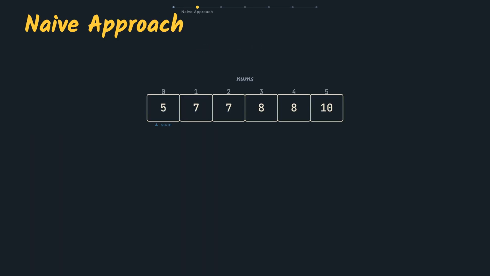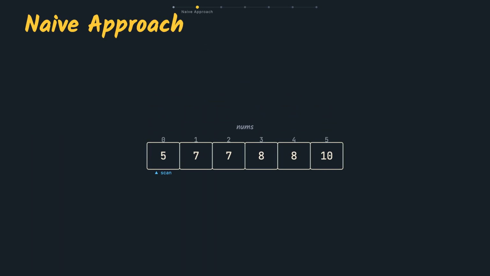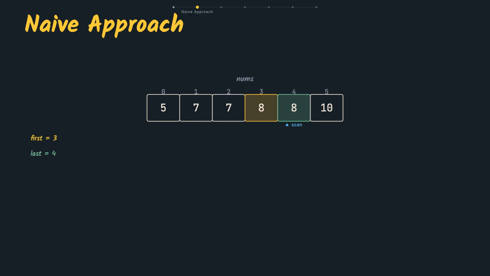Pause for a second. What would you try first if you were doing this by hand? The obvious approach is, walk from left to right, remember the first 8, keep going, and update the last 8. That works on this example. But notice what happened, we still touched every number, even after the 8s were already found.